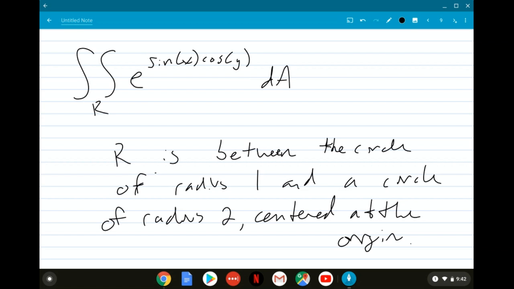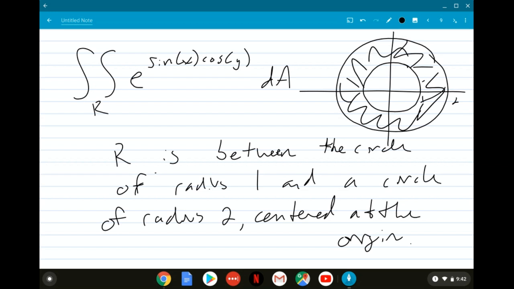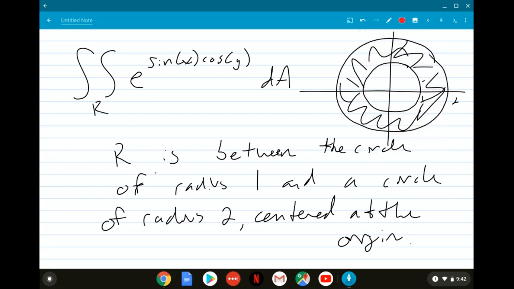So I think we can draw this ourselves. Circle radius 2, circle radius 1. And we're talking about the area between. Now this shape is very symmetrical. It really doesn't matter whether you integrate with x or y first, it's still going to look the same as you enter and exit. But let's look at how complex this is going to be. Let's just integrate with x first, because it doesn't matter.